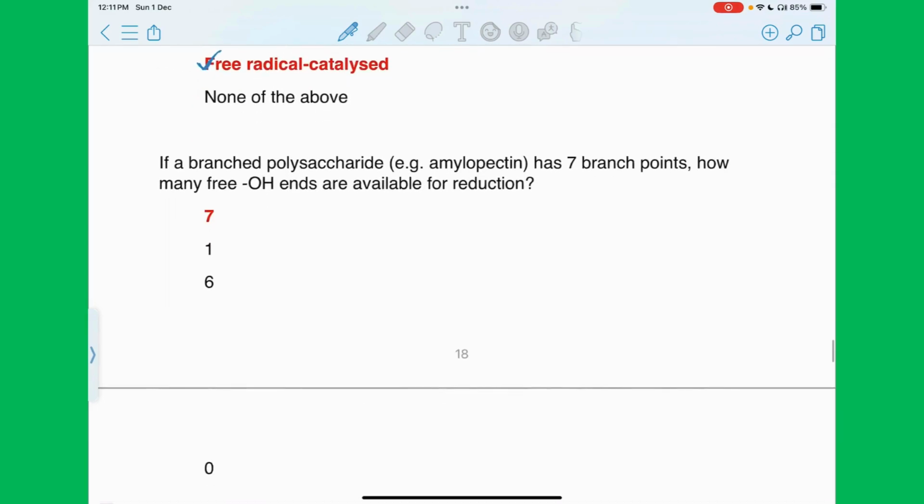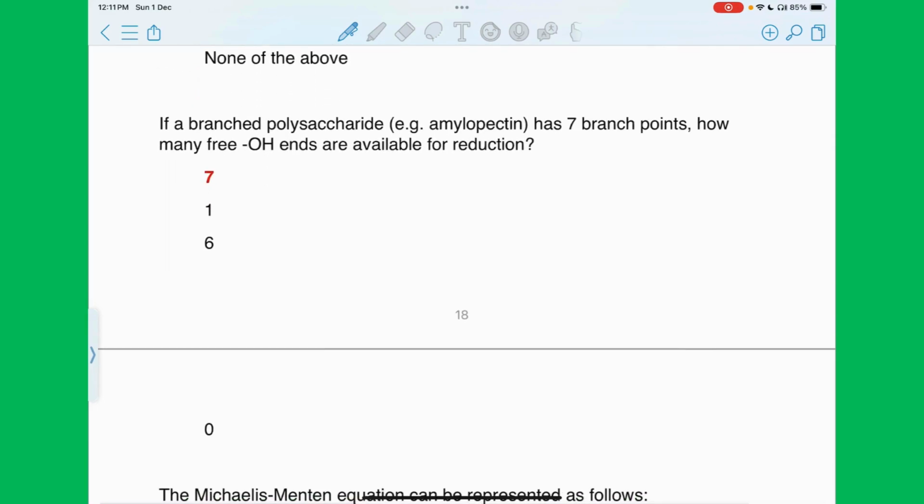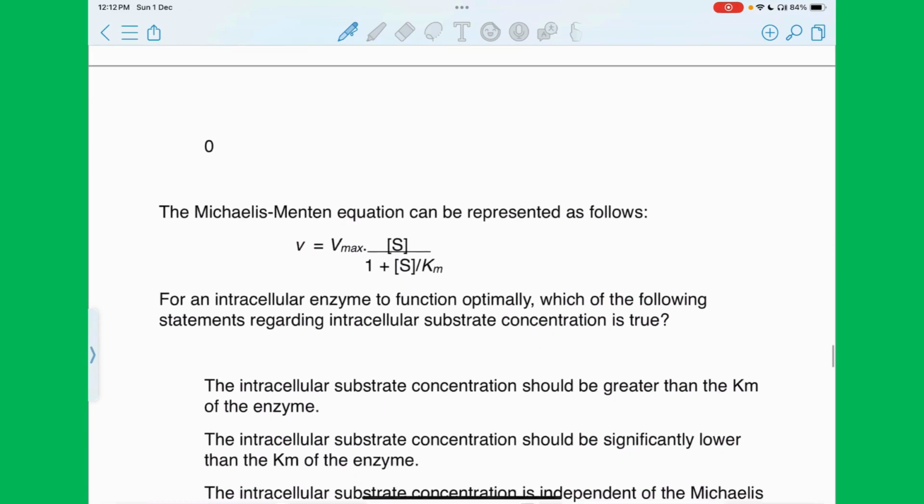Let's go to another question. If a branched polysaccharide amylopectin has 7 branching points, how many free OH ends are available for the reaction? If there are 7 branching points, there will be 7 OH ends available. Direct question, 7 is the answer. Okay, let's move to the next question.